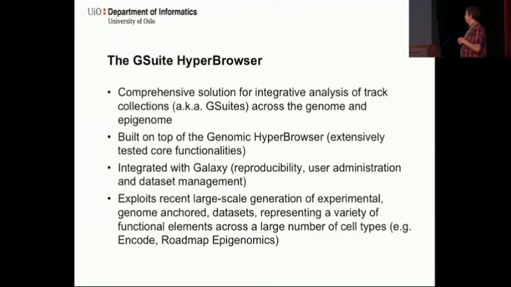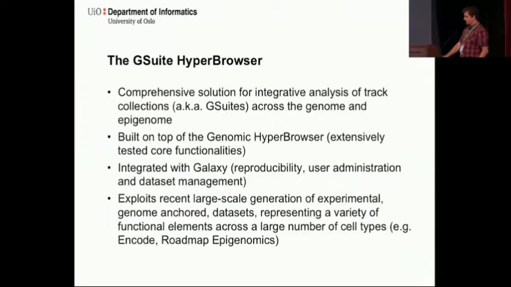Why would we actually build a system working with collections? Well, one of the reasons is recent large-scale undertakings that generate huge amounts of data, like ENCODE and roadmap epigenomics, which represent a variety of functional elements across a large number of cell types. So an analysis taking all of this into context, we think it's a natural next step for us.